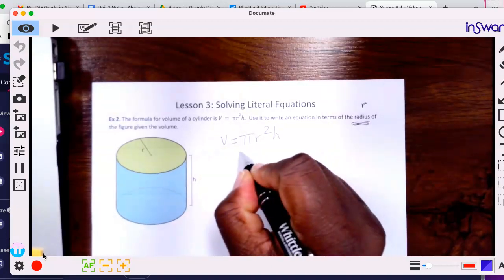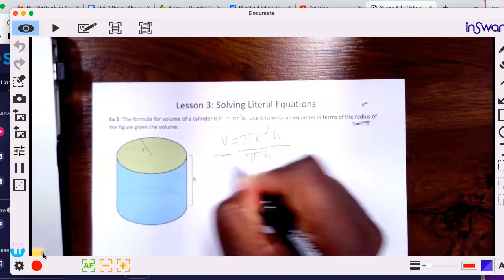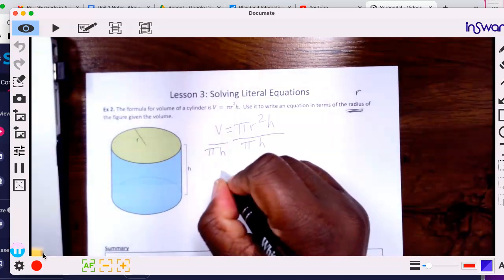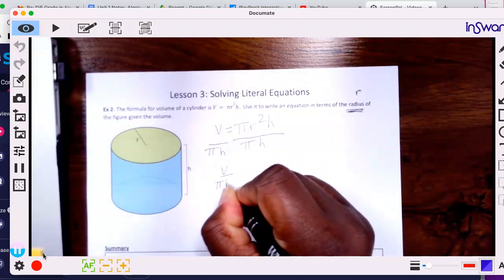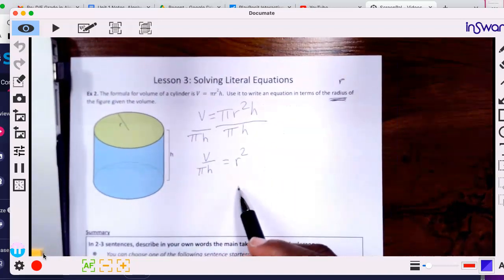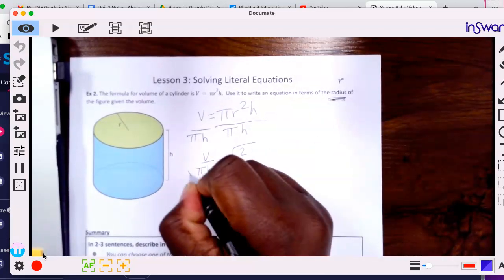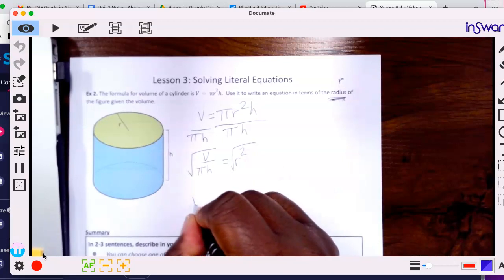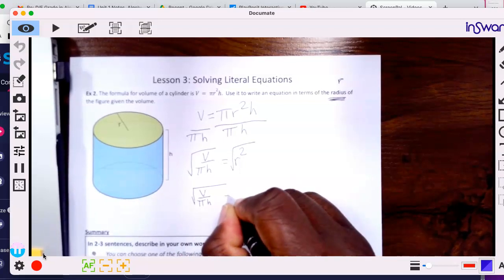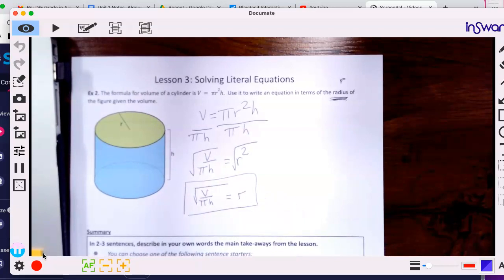So here I see that I have the pi and the H over here. So we're going to divide both sides by pi times your height, and that'll give us V over pi times your height equals R squared. As we know, that's a square, so that is not a single variable. To get rid of squares, you take the square root of this. So now we know that the square root of V over pi times your height equals R. So this will be your final answer here. Okay?